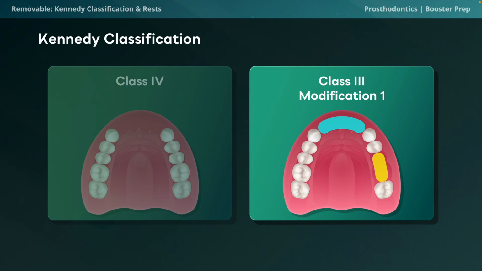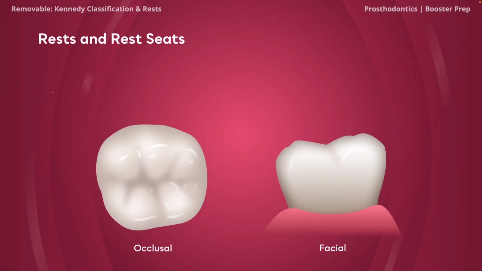Alright, enough of the Edwards. Let's move to an actual component of RPDs, rests. When fabricating RPDs, it's important to create proper occlusal rest seats so that the occlusal rest of the RPD can provide sufficient support for the prostheses.